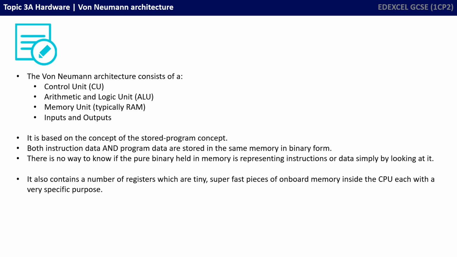Let's just quickly recap what we've gone over. The von Neumann architecture consists of a control unit, an arithmetic and logic unit, memory units and inputs and outputs. It's based on the stored program concept. Both instruction data and program data are stored in the same memory in binary form. There is no way to know if the pure binary held in memory is representing instructions or data simply by looking at it. The von Neumann architecture also contains a number of registers, which are tiny, super-fast pieces of onboard memory inside the CPU, each with a very specific purpose.